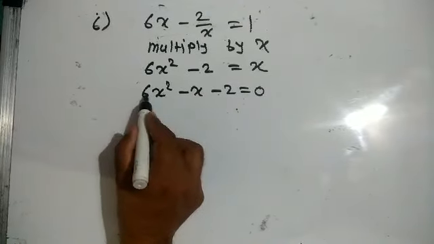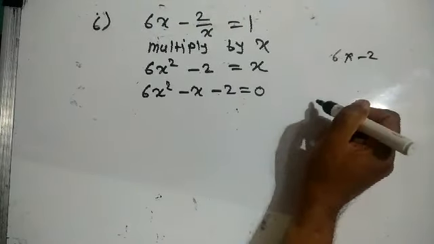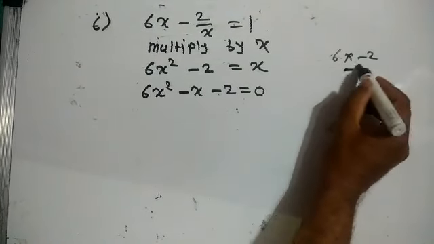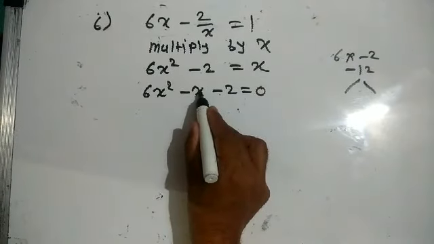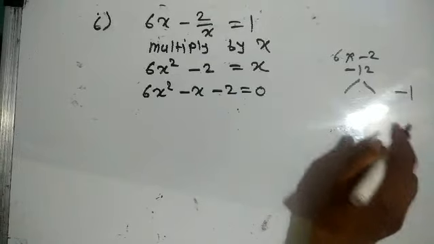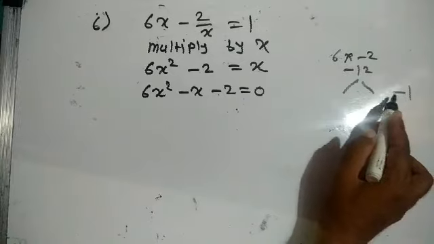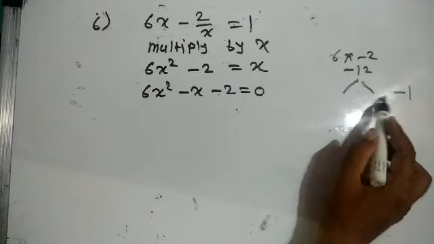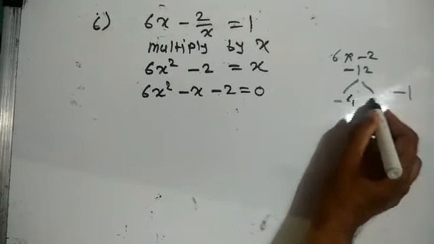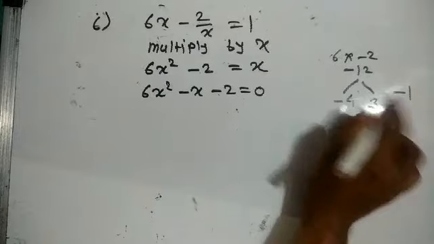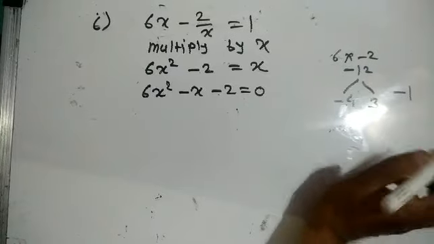After that, multiply the 6 with minus 2. 6 into minus 2, what we get? We get minus 12. Then the coefficient of x is minus 1. Then find out such numbers whose product is minus 12 and whose addition or subtraction is minus 1. These two numbers are minus 4 and plus 3. Minus 4 into plus 3, that is minus 12. Minus 4 plus 3, that is minus 1.